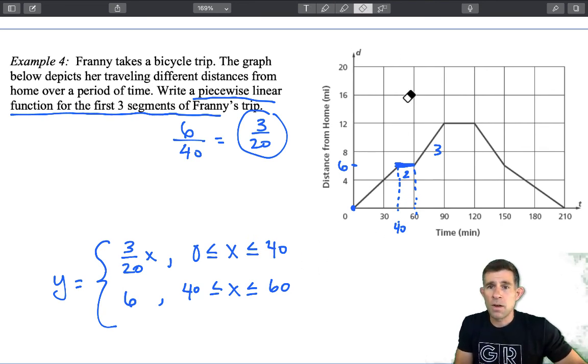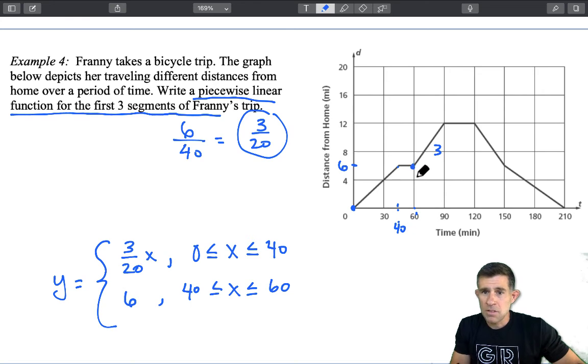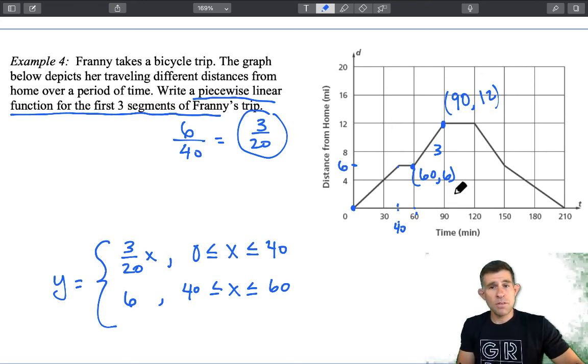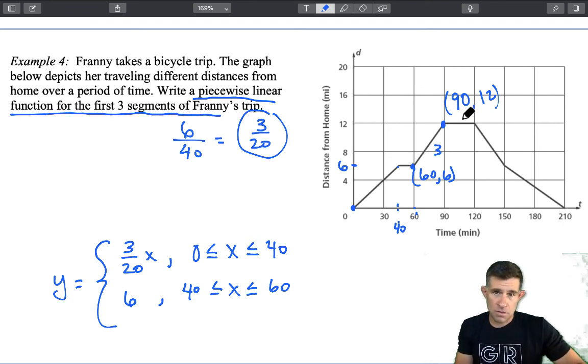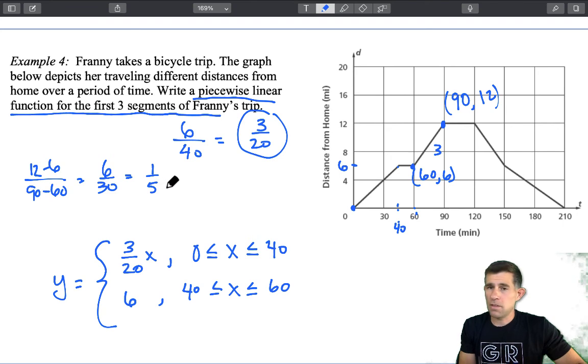All right, finally, we want to write the equation for segment number 3. So this looks like it starts at 60 over and 6 up, and it's going to go all the way up here to this point, which is 90 over and 12 up. So we have 2 points. We want to find the slope, and then we can use point slope form to write the equation of that line. So let's start off by finding the slope. We have 12 minus 6 divided by 90 minus 60. That's going to come out to be 6 over 30, which is 1/5.